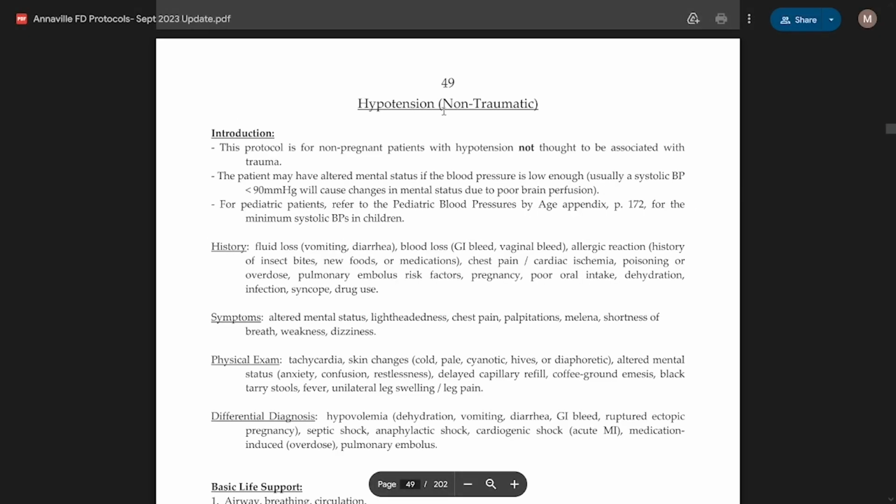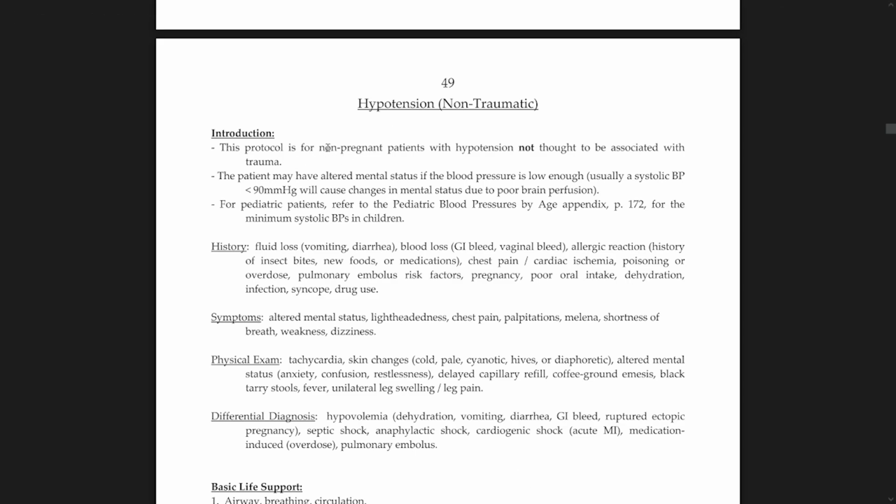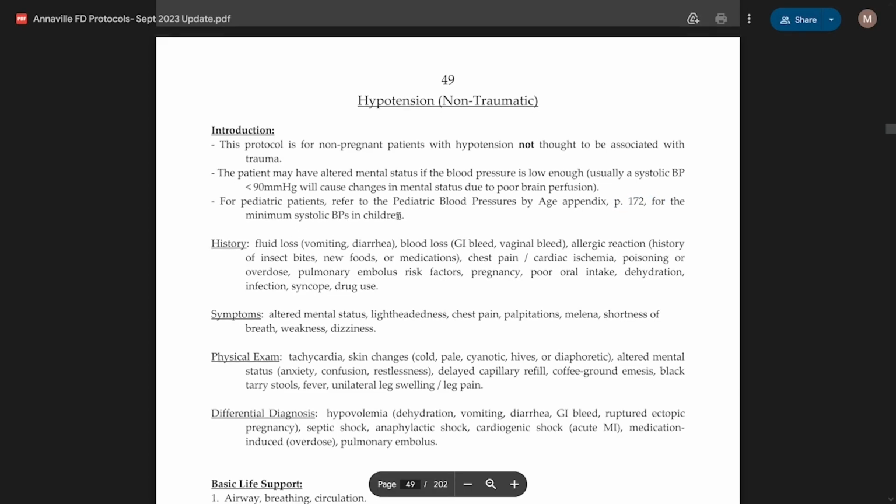For hypotension that's non-traumatic, this protocol is for non-pregnant patients with hypotension not thought to be associated with trauma. The patient may have an altered mental status if the blood pressure is low enough. Usually a systolic blood pressure less than 90 millimeters of mercury will cause changes in mental status due to poor brain perfusion. For pediatric patients, refer to the Pediatric Blood Pressures by Age Appendix on page 172. Yeah, we'll get there eventually. For the minimum systolic blood pressures in children.